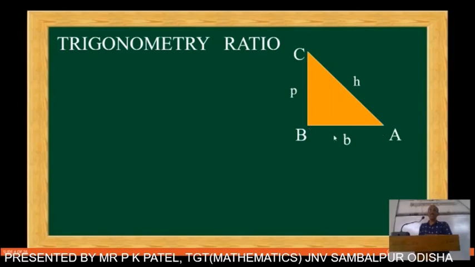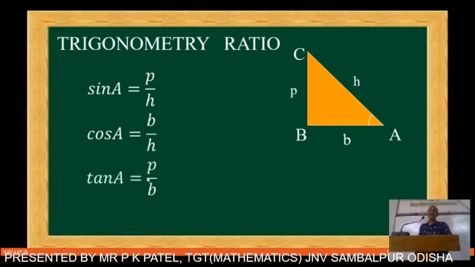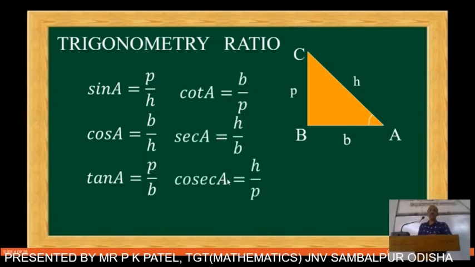Using these three sides, we have already learned the ratios about an angle. Let this angle be A. Taking this angle, we are finding the trigonometric ratios. Sin A equals P by H, that is opposite side by hypotenuse. Cos A equals B by H, the adjacent side of the angle by hypotenuse. Similarly, tan A equals P by B, cot A equals B by P, sec A equals H by B, and cosec A equals H by P.